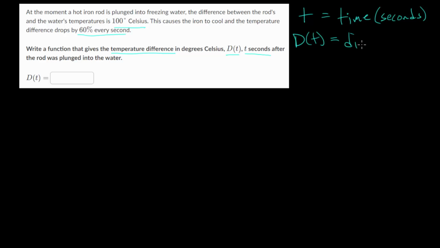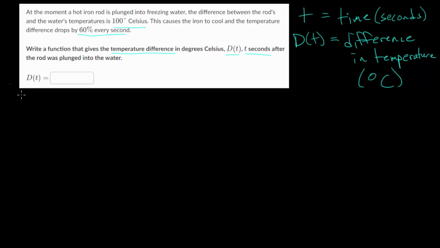So we can write this. This is the difference in temperature, and that's between the water and the iron rod. And again, those units are going to be in degrees Celsius. So once you have the variables defined, then you want to go back and find key pieces of information that we can use to create the formula. And since we know this is an exponential decay formula, and you can tell that because we're dropping by a certain percent every unit of time, or every second in this case.